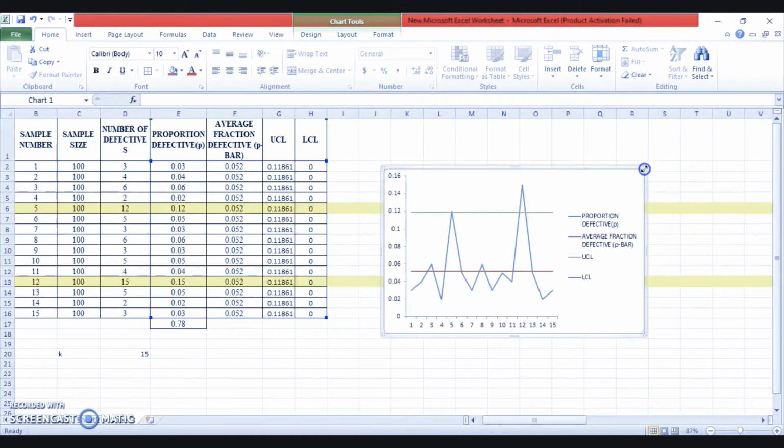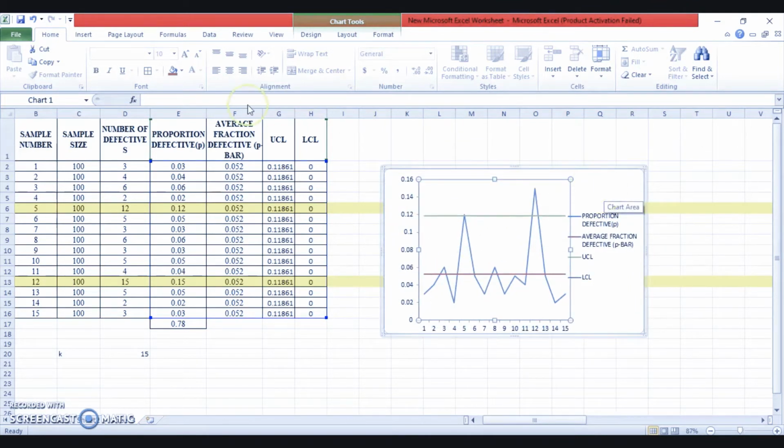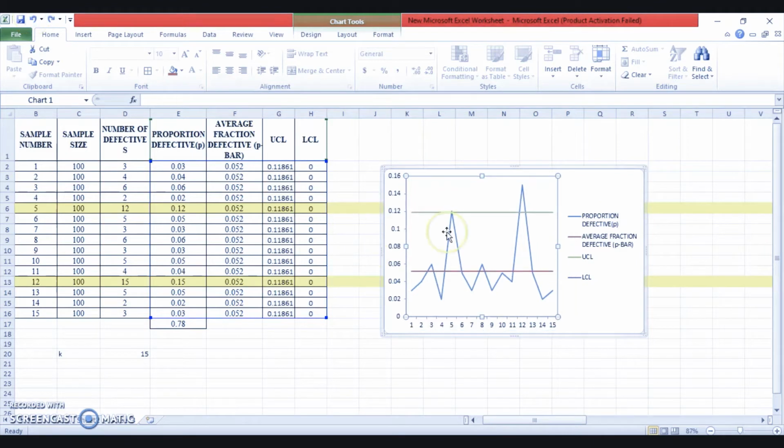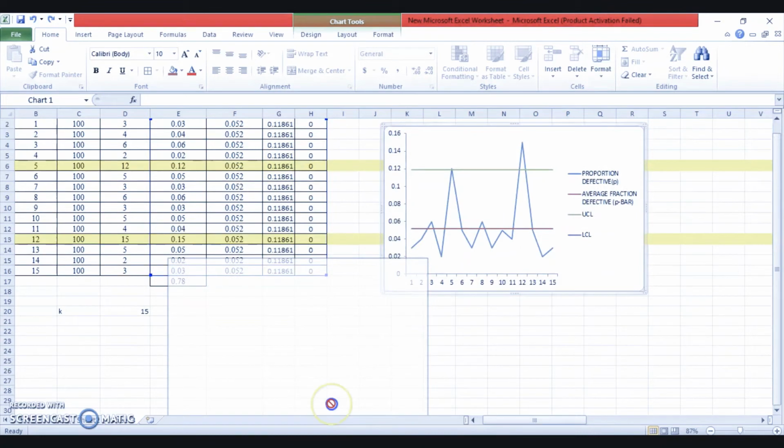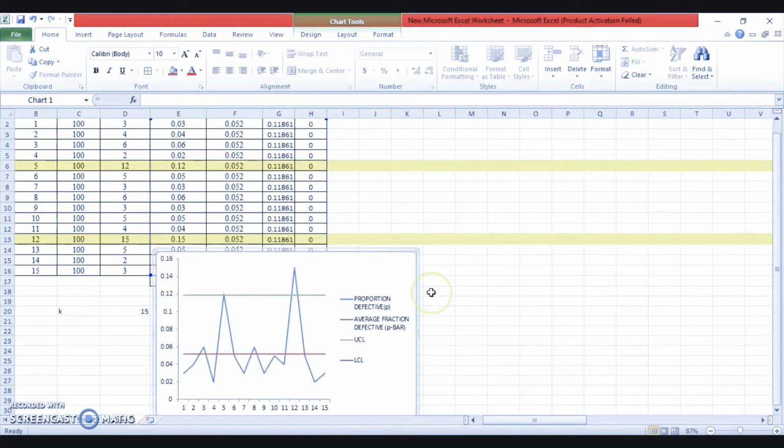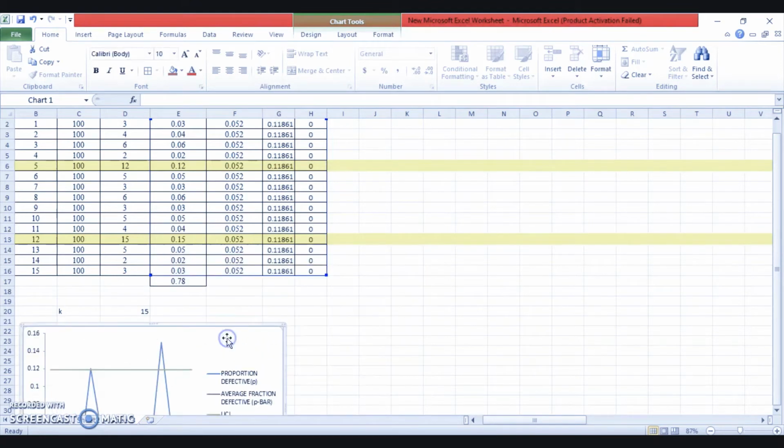Now I will minimize the chart. Just a minute, let me drag the chart here so that we can easily make some calculations. It's very tricky to play with these charts. Okay, now putting it here.